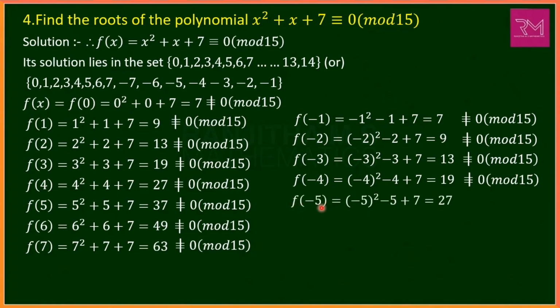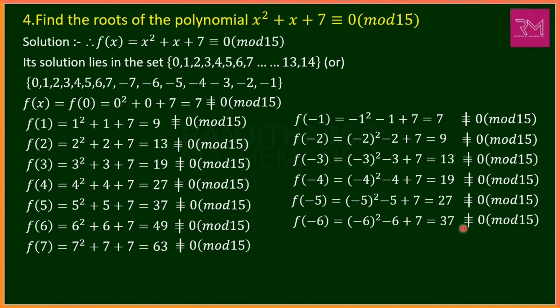Similarly, substitute for x equal to minus 5, that is minus 5 squared minus 5 plus 7, which is 27, which is not congruent to 0 mod 15. Also, if we substitute x as minus 6, that is minus 6 squared minus 6 plus 7, which is equal to 37, that also does not satisfy the congruency. In a similar way, for x equal to minus 7, that is minus 7 squared minus 7 plus 7, which is equal to 49, which is not congruent to 0 mod 15.